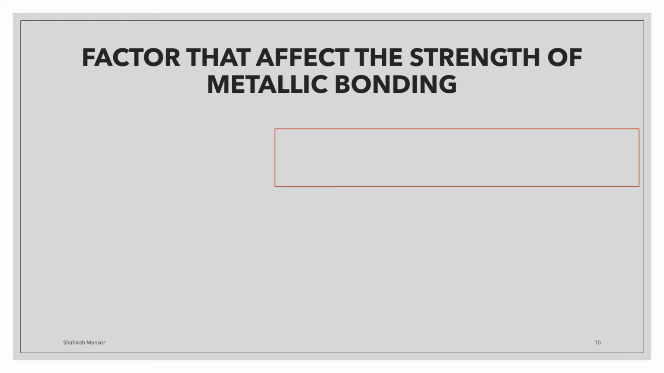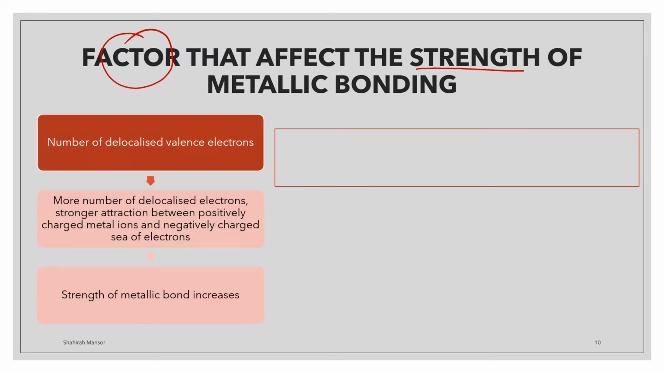Now you are going to study what is the factor that affect the strength of the metallic bonding. Okay, apakah faktor yang mempengaruhi kekuatan of metallic bonding? So faktor utama yang mempengaruhi kekuatan metallic bonding adalah its valence electron. Okay, so the more the number of valence electron, the stronger the attraction between positively charged metal cation and the negatively charged electron tersebut, and the strength of the metallic bonding will be increases.